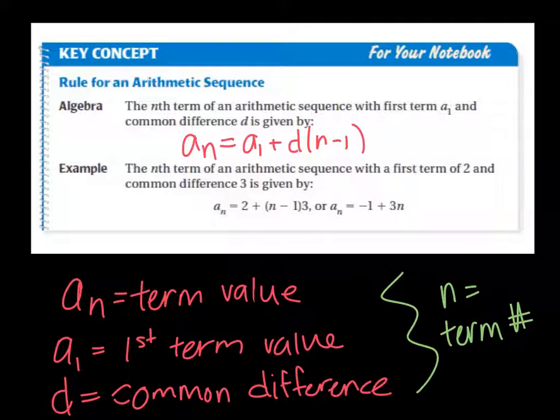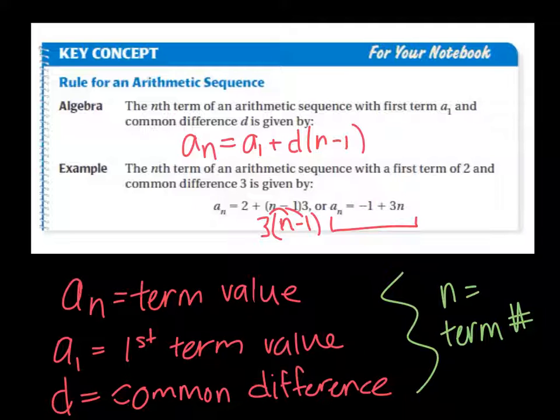The nth term, it gives you an example there. It says the nth term of an arithmetic sequence with the first term of 2 and the common difference of 3 is given by a sub n, that's your rule, equals 2 plus 3 times n minus 1. I always write the difference out in front. But if you distribute that 3 in there, it would be 2 minus 3. That's how they get this negative 1 plus 3n. So they just simplify it. So that's really all there is to it.